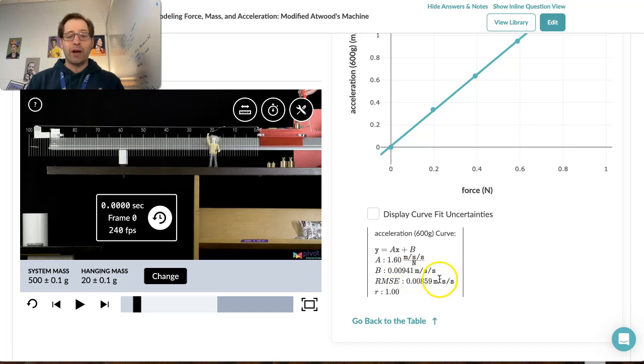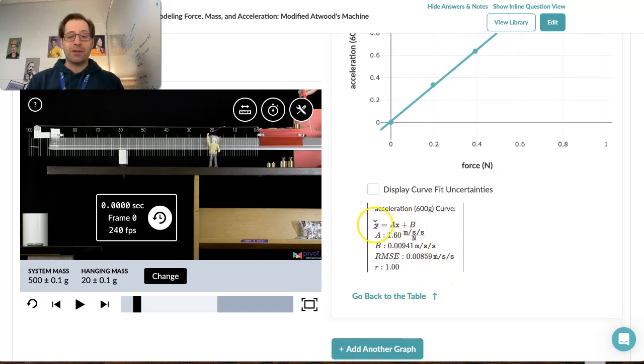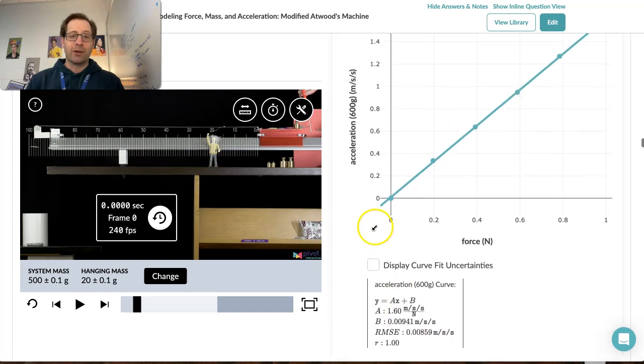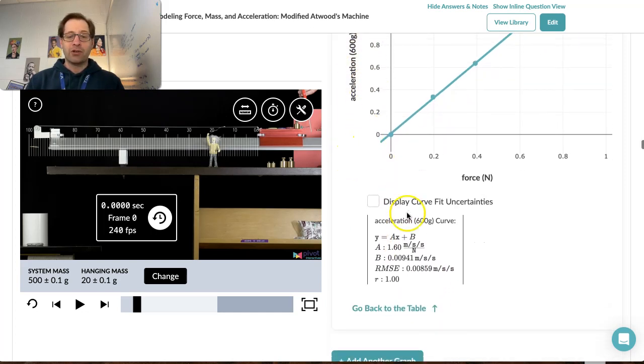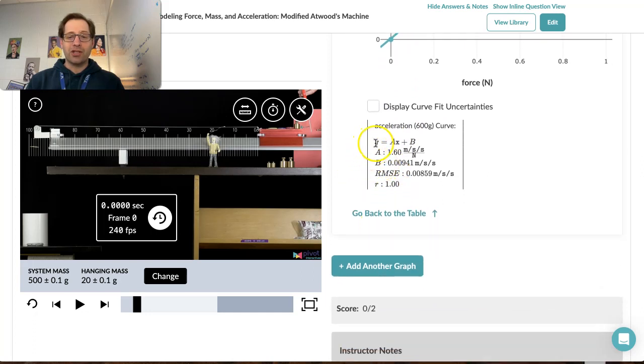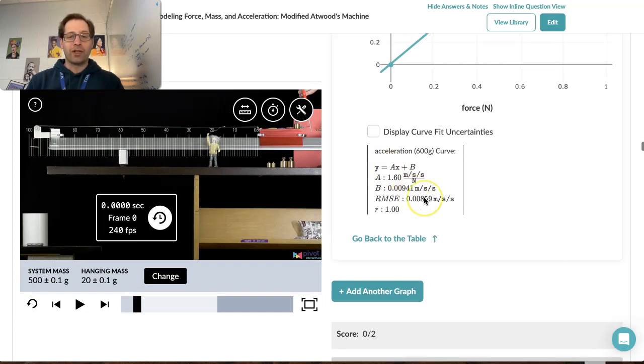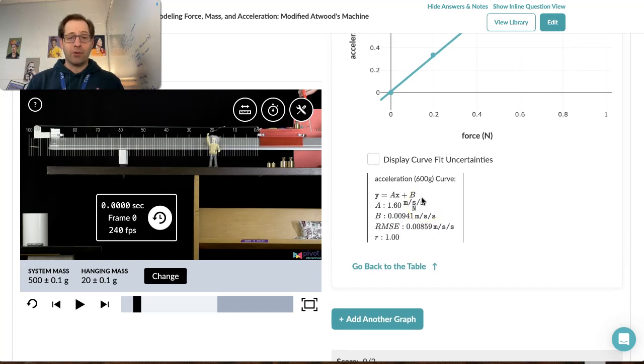Now notice b is a very small number, so we're not even going to need to include that in our equation. When you write your upgraded equation, I want you to substitute what y was. So I'm going back to my graph. Y was the acceleration. So you need to write this as acceleration is equal to 1.6, the slope, times force. Now that's going to be a really important thing that you do for your upgraded equations.